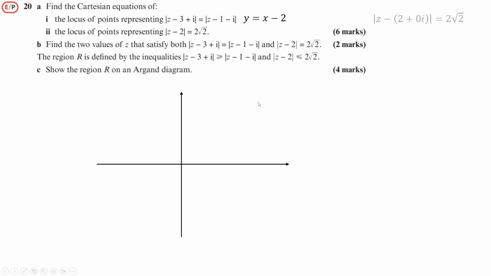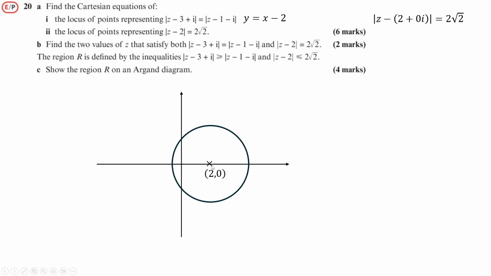So that means we've got some point here. Remember, it looks like this. It's got coordinates 2, 0. And we want the distance from some random Z, so anywhere on this diagram, to 2, 0 to be the length 2 root 2. So that means it's just going to be a circle, radius 2 root 2, centered at 2, 0. Looks something like that.